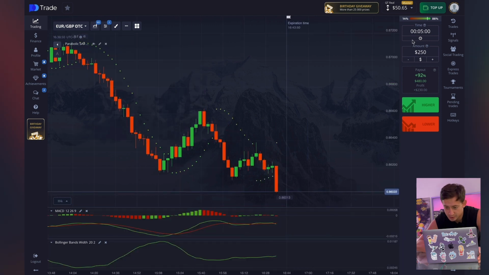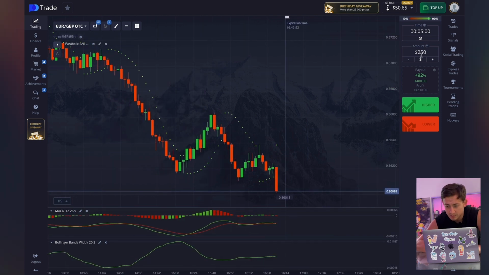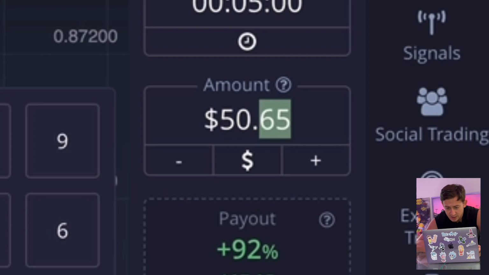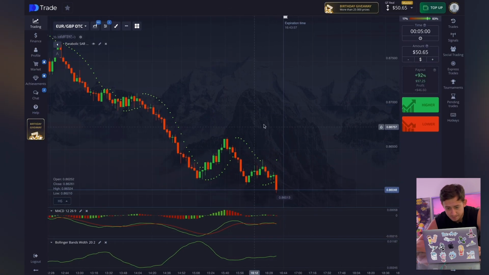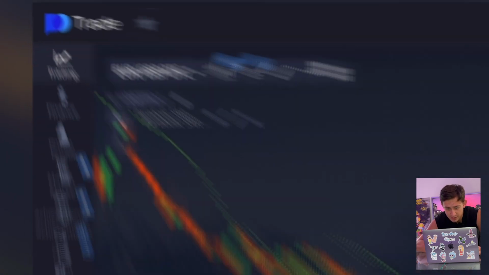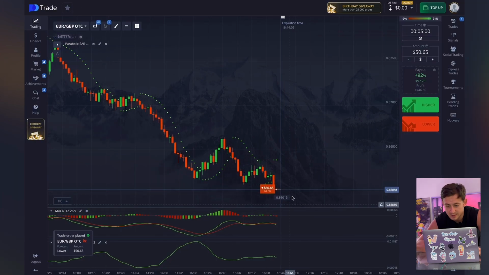Time frame is 3 minutes, and my deposit will be $50, guys. Before us is the currency pair Euro Swiss franc. I'll be entering a lower position, and let me explain everything in detail and in order.